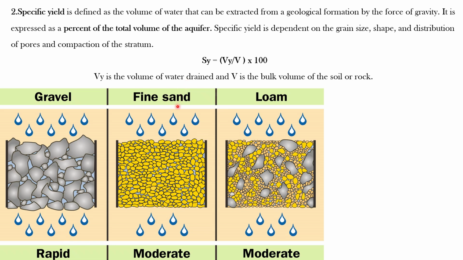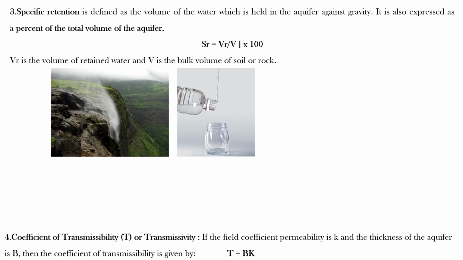The second one is fine sand. It has a moderate yield. The last one is loam. Moderate yield only, but it is slower than sand when compared to fine sand. That explains why wells in gravels give more water.